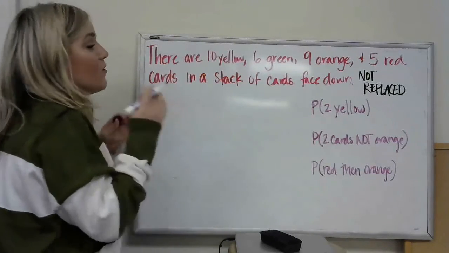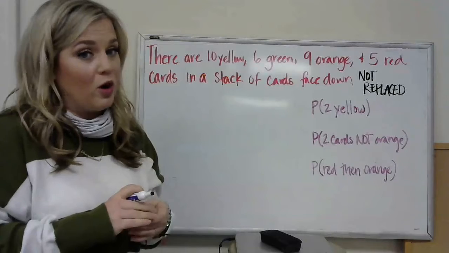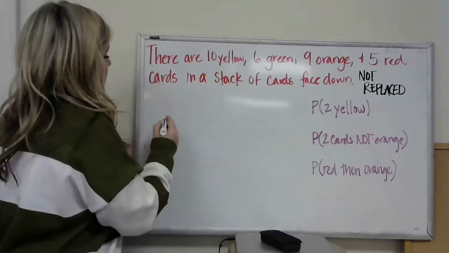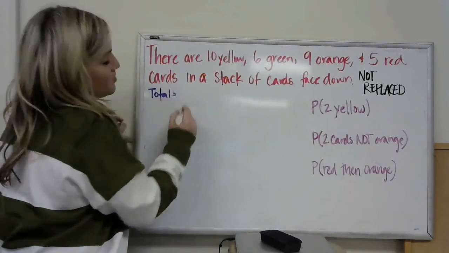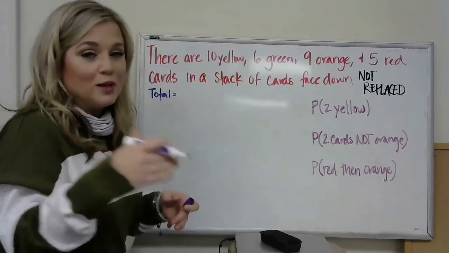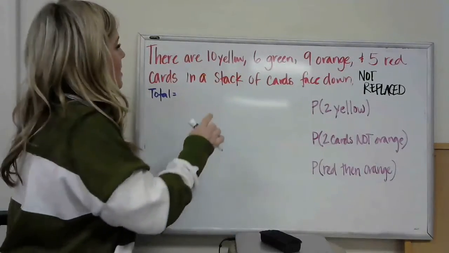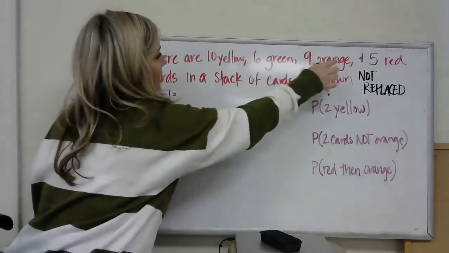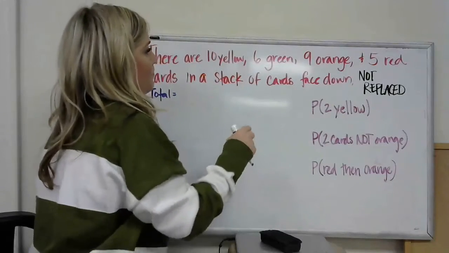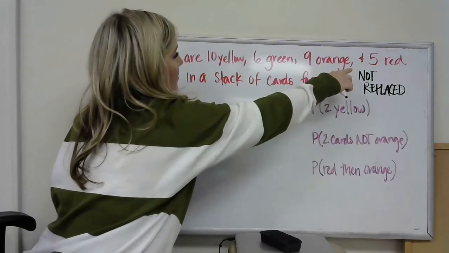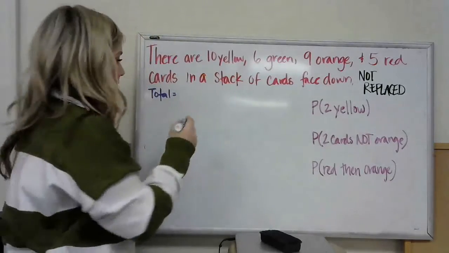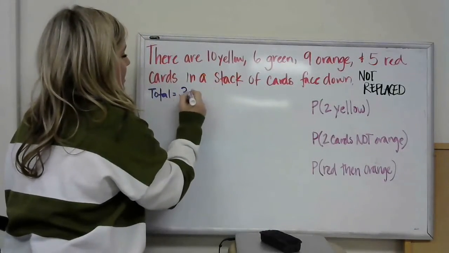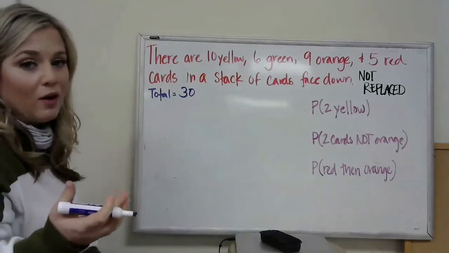All right, so first thing we have to do is figure out how many total cards we have. Total cards is what I need to figure out because that's my total possible outcomes, my TPO. So we have 10, 6, 9, and 5. All right, so 6 and 5 is 11, and 11 plus 9 is 20, and 20 plus 10 is 30. So we have 30 total possible outcomes, 30 cards.